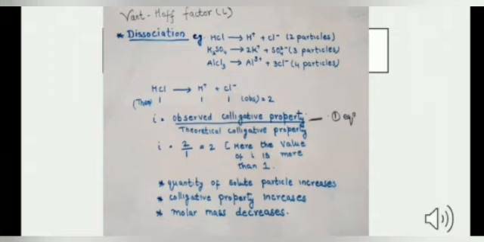Now what will happen? Because colligative property is directly proportional to the number of solute particles, the quantity of the solute particles will increase, and obviously colligative property will also increase because both are directly proportional. Now colligative property is inversely proportional to molar mass, so the molar mass will decrease. So in case of dissociation, there will be an increase in the value of colligative property, and there will be a decrease in the molar mass.